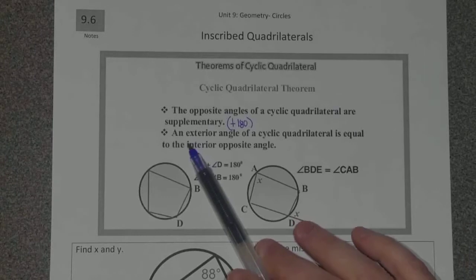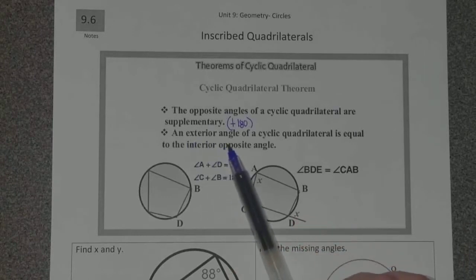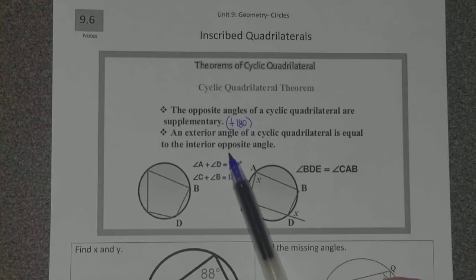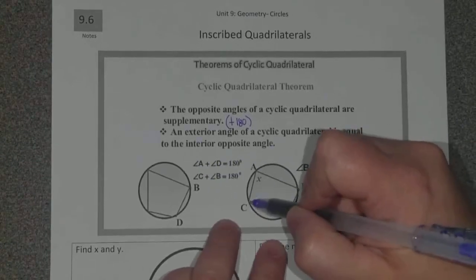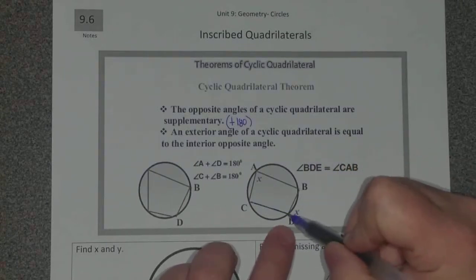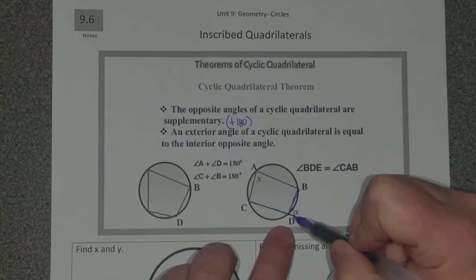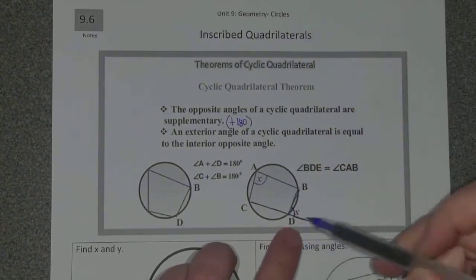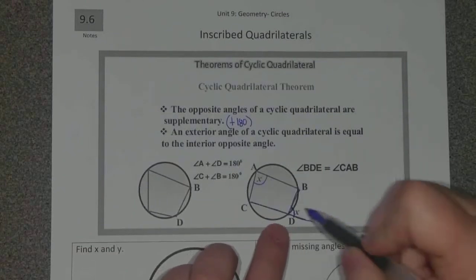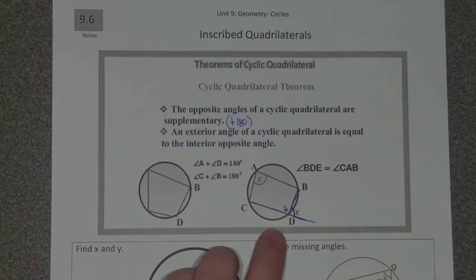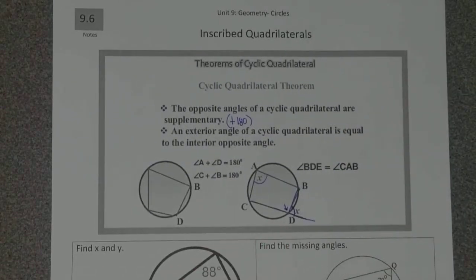The other rule that happens is that an exterior angle of the quadrilateral is equal to the interior opposite angle. So if you extend this line out right here, that would be the side of one of the quadrilaterals, and you take this angle that's right here, we're going to call it X, it's going to be the same as that opposite angle. So if you're looking at which angle would be right here, you're going to find the opposite angle to that, and it's going to be the same as that, okay?